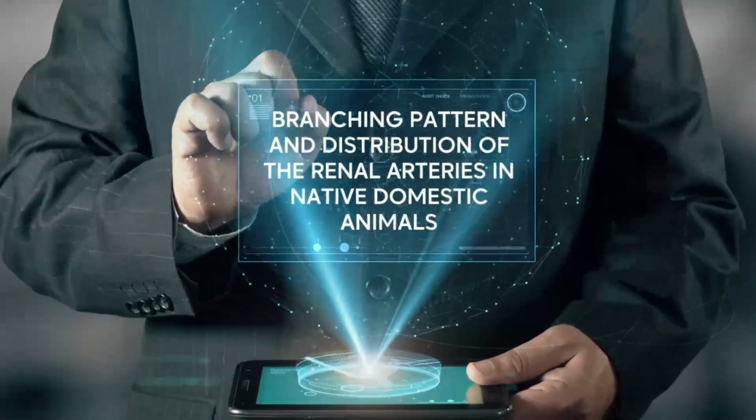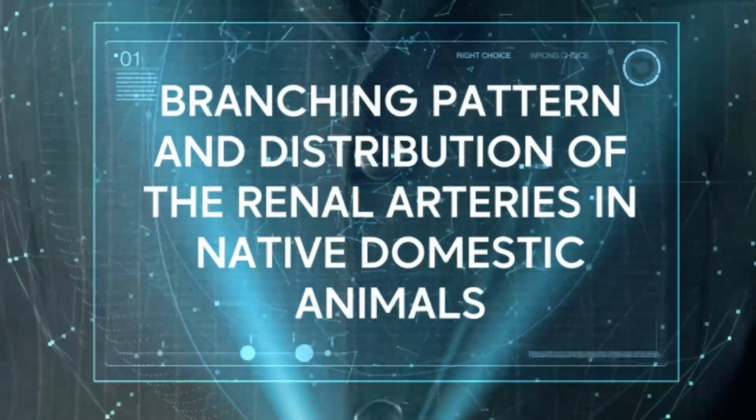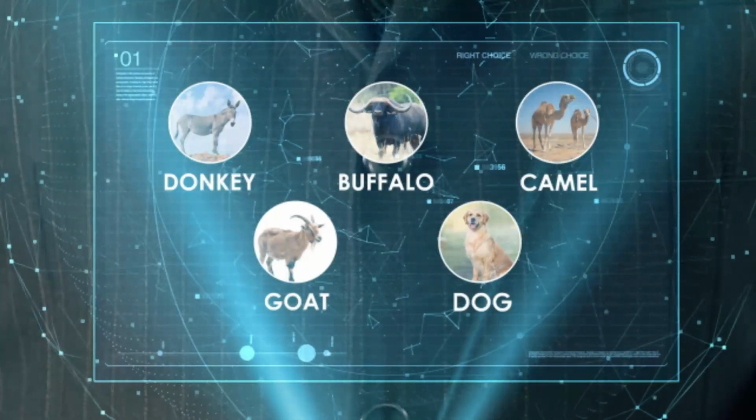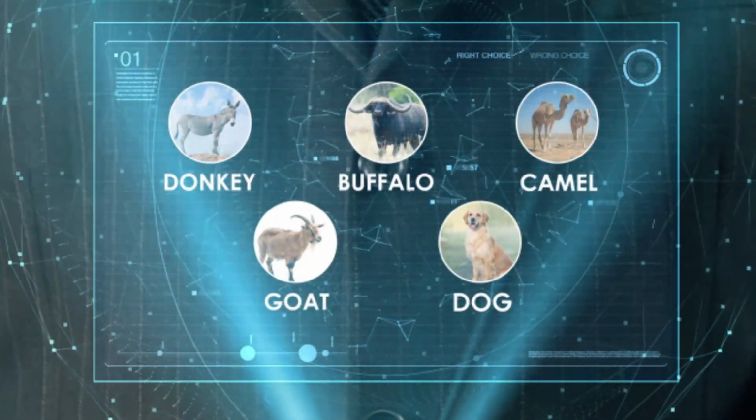Branching pattern and distribution of the renal arteries in native domestic animals: donkey, buffalo, camel, goat, and dog.